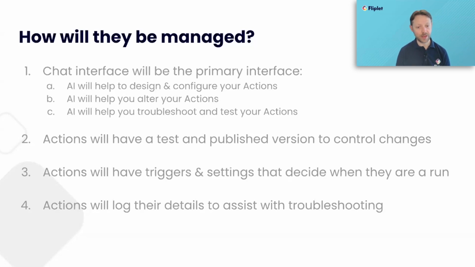We're also going to enable actions to have the ability to be tested and published, which means you get some version control. So if your app already has a live action that, for example, is sending an email to the app administrators every time a new user signs up, but you want to improve it, you want to determine who the email goes to and add some additional steps into your action, you'll be able to do that in the test version, while the published version is what's being used by the live app. Actions will have triggers and settings that will decide when they will run.